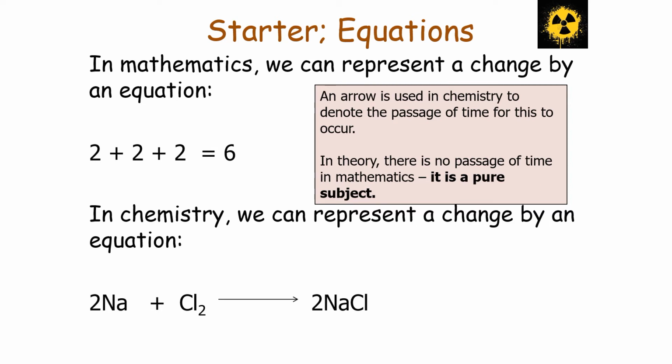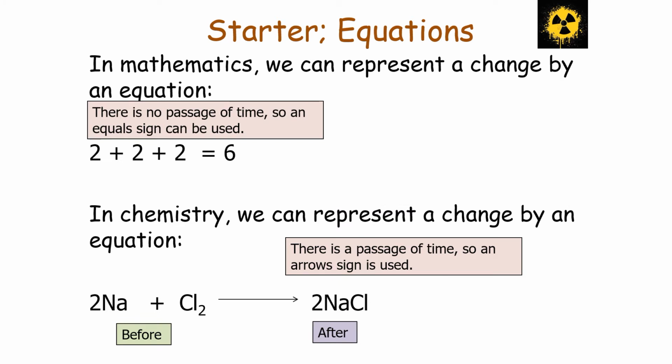Now in mathematics we can represent a change with an equation. In chemistry we can also represent a change with an equation. An arrow is used in chemistry to denote the passage of time for this to occur, and in theory there's no passage of time in mathematics, it's a pure subject. Therefore, because we have no passage of time in mathematics, we represent equations with equal signs, but in chemistry, because there is a passage of time, we use an arrow sign.